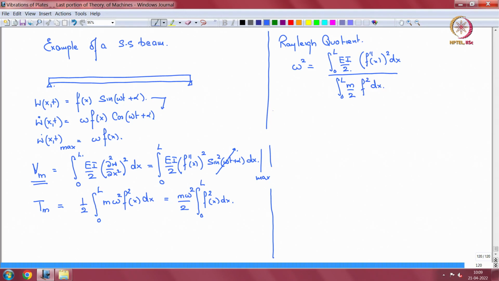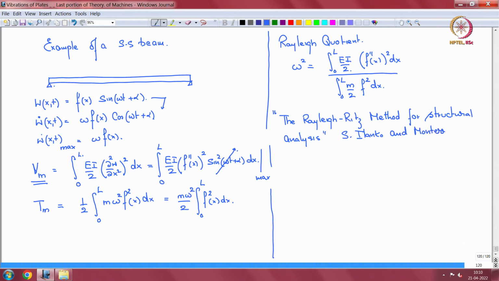By the way, this material I am taking entirely from this book, The Rayleigh-Ritz Method for Structural Analysis, I think, by S. Ilanko and Monterrubio. It's a very nice book.